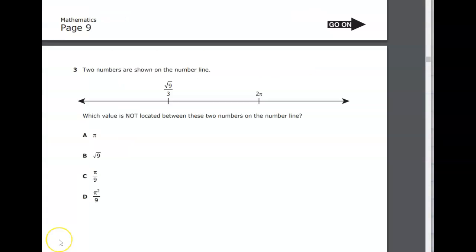All right, so what I want to do is review with you Category 1, 8th grade STAR test, and we're going to look at numbers 3, 18, 29, and 31. Here we go. So question 3 says two numbers are shown on the number line. It asks which value is not located between the two numbers on that number line.